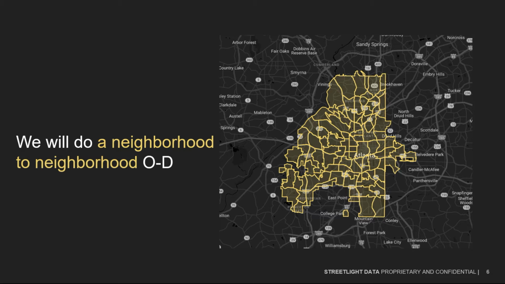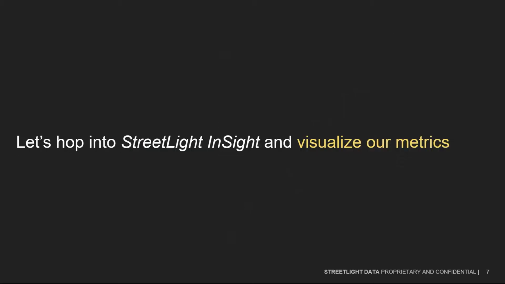For some context, we will be looking at the same origin zone set and destination zone set, which will make visualizations in the platform look their best. I already went ahead and ran this analysis, but I wanted to let you know that this article also contains a link on how to set up an origin-destination analysis in Streetlight Insight. Now that we're all on the same page, let's hop into Streetlight Insight and visualize our metrics.